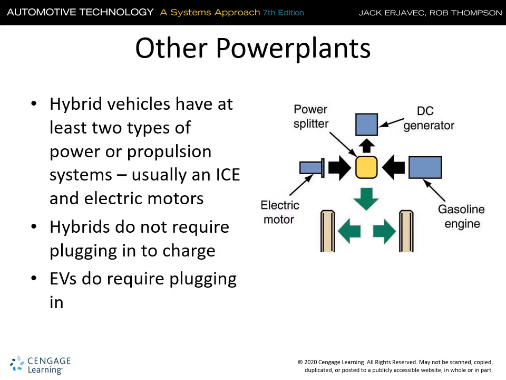Other types of power plants for hybrid vehicles have at least two propulsion sources: a small internal combustion engine and an electric motor running off a battery. Your basic hybrid does not need to be plugged in, but there are plug-in hybrid models out there that utilize larger batteries because they can charge independent of the gasoline engine.